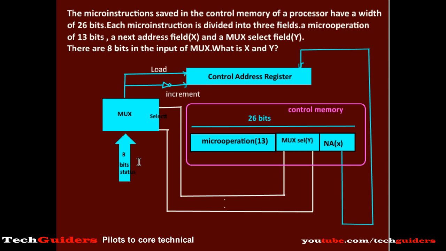So given here there are 8 inputs to the multiplexer, there are 8 status inputs. So to select one among these conditions, how many bits are required in the selection field? 3 bits are required in the selection field, and the value of Y is 3 bits. The total width of the microinstruction is given as 26 bits, so the value of X is 26 minus 16, 10 bits.